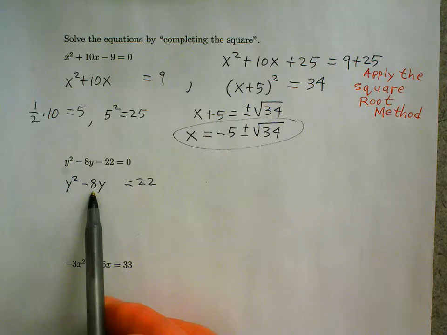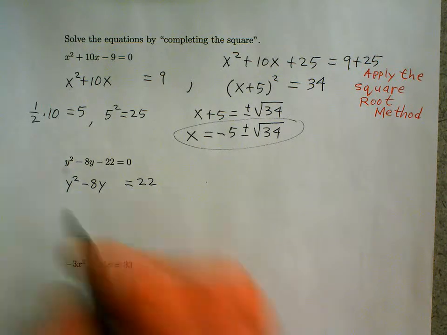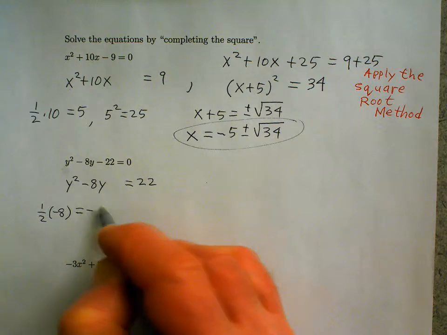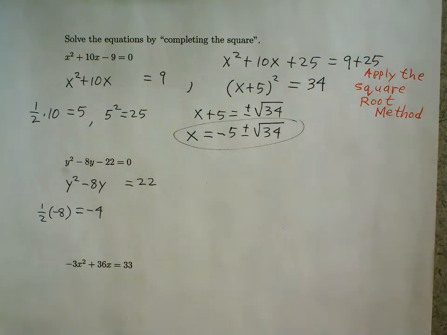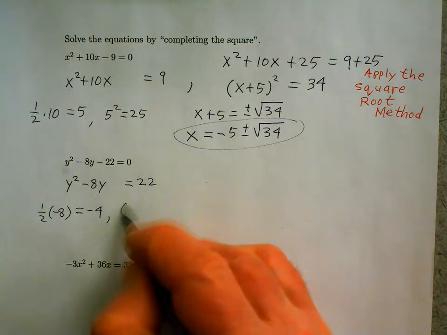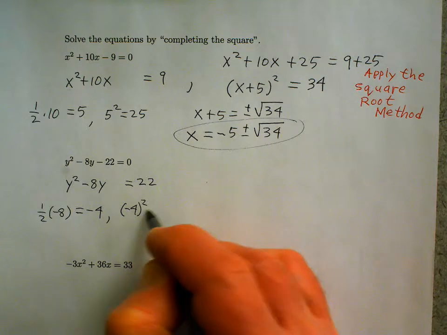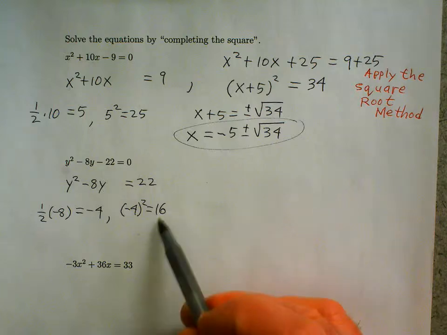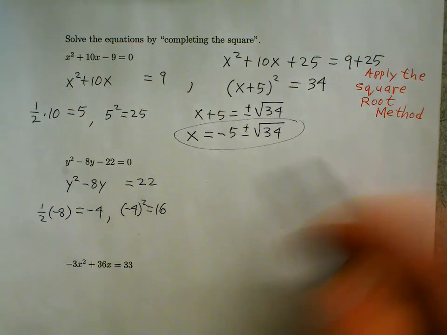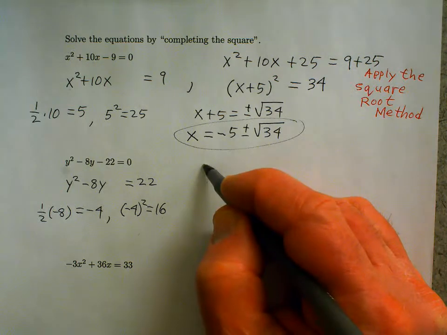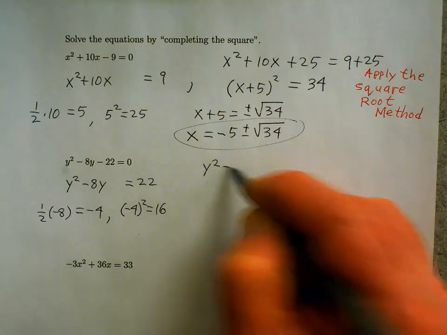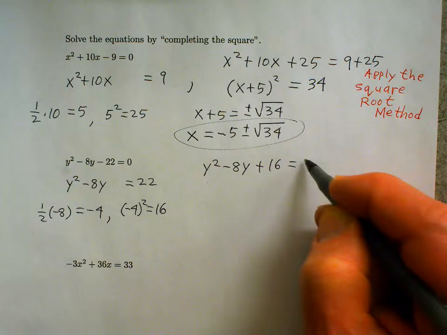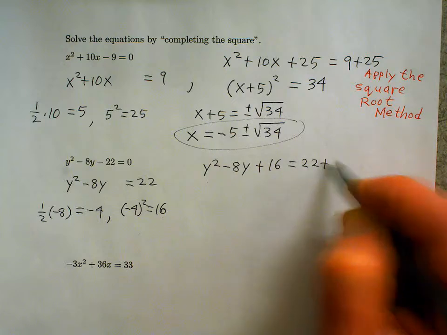We take 1/2 of the coefficient of y. So 1/2 of negative 8 is negative 4. Then we square the number negative 4. The number negative 4 squared is positive 16. And then we're going to add 16 to both sides of the equation. So now we have y squared minus 8y plus 16 equals 22 plus 16.